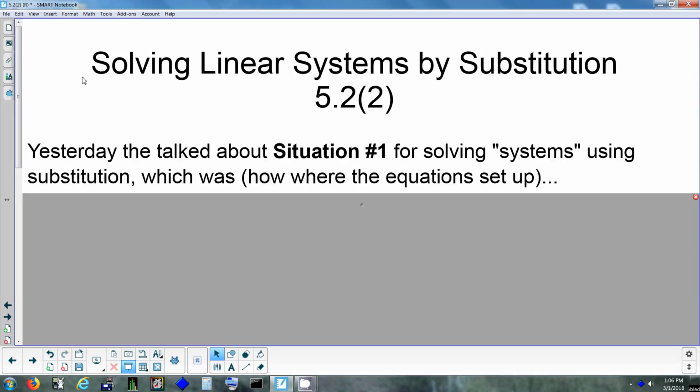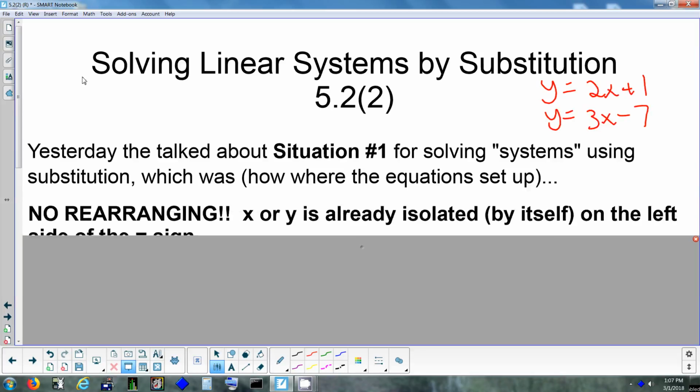So Y could have been isolated in one of the equations. X could have been isolated in one of the equations. Yeah, exactly. That's what we mean by isolated. X equals something. Remember, we also had them like the one we did in the warm-up today, where Y was isolated in both equations. So we could have Y isolated in one equation and X isolated in the other, Y isolated in both, or X isolated in both. That's what we talked about two days ago on Tuesday. That was the situation that we talked about.